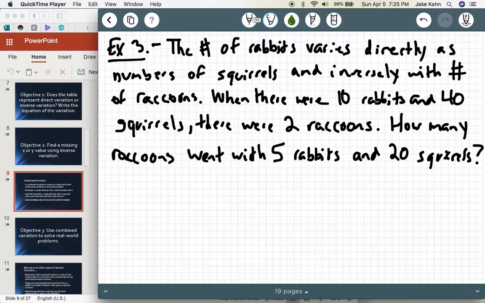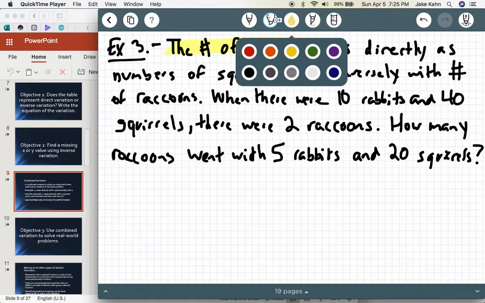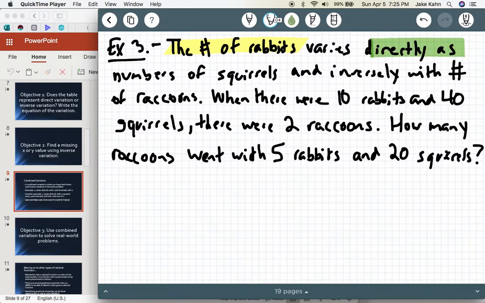First of all, the number of rabbits varies directly with the number of squirrels. Secondly, it varies inversely with the number of raccoons. So as rabbits increase, squirrels also increase. However, as rabbits increase, raccoons actually decrease because it's an inverse variation. Let's set up this relationship.